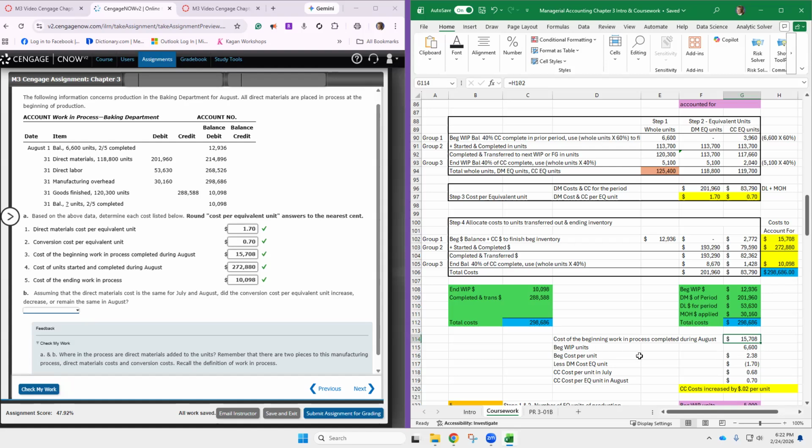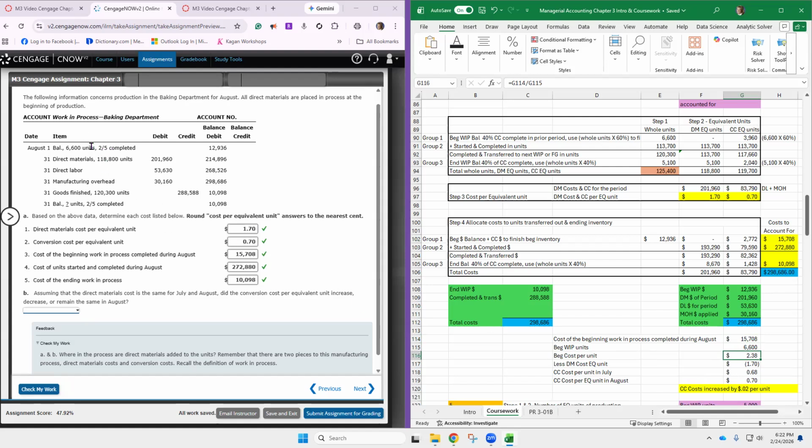Then we're going to start with our beginning work in process units, and we're going to divide the beginning cost per unit. So when you take 15,708 and divide by 6,600, you get $2.38. That's the beginning cost per unit.